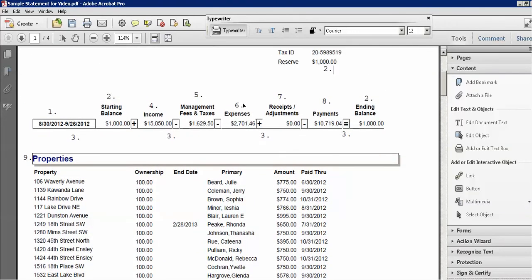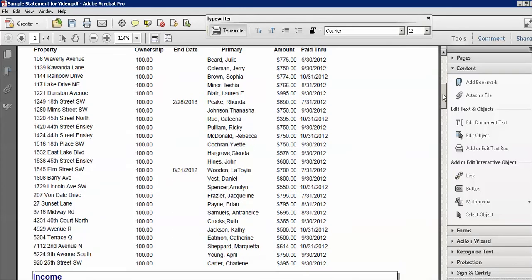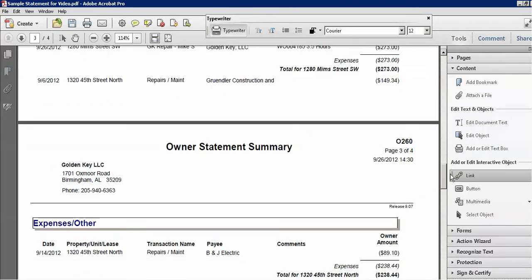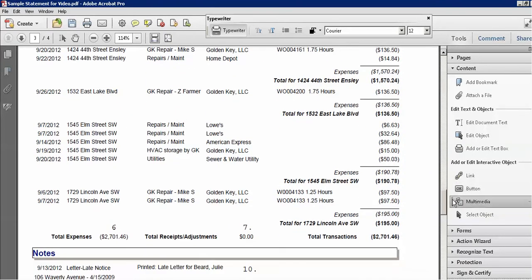Section 6 is expenses. This is the total amount of money paid out on your behalf to vendors. Vendors may include power, water, electrical, Golden Key maintenance, or a third-party maintenance person such as a heating and air contractor. The expenses on the monthly overview, right here, tie to the total expenses at the bottom of the expenses other subsection below. So we have 2701.46, and that ties to the total expenses right here, under 6.